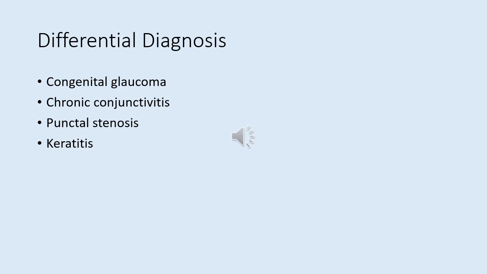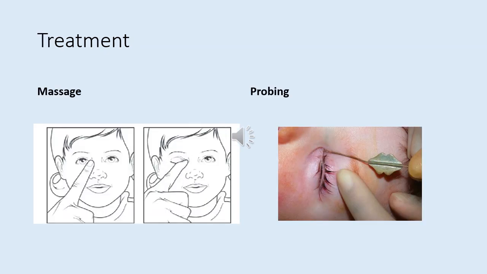Differential diagnosis of congenital nasolacrimal duct obstruction includes other congenital diseases that can cause watering of the eye, such as punctal atresia or stenosis. It is important to also exclude congenital glaucoma, chronic conjunctivitis, especially chlamydial conjunctivitis, keratitis, and uveitis. Management of a patient with congenital nasolacrimal duct obstruction: as we said, 95% may resolve within the first year.